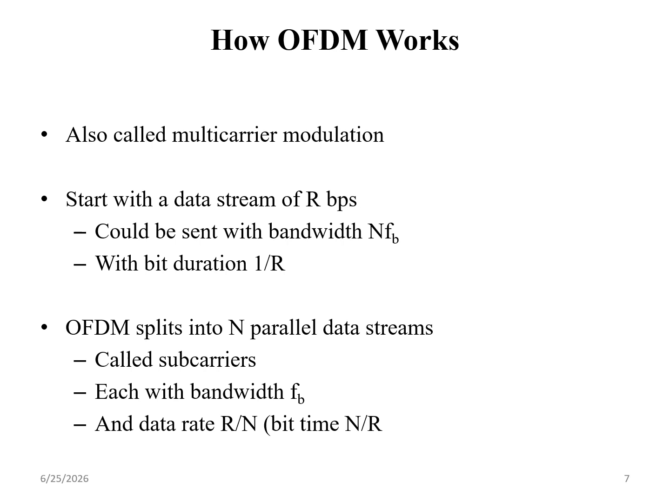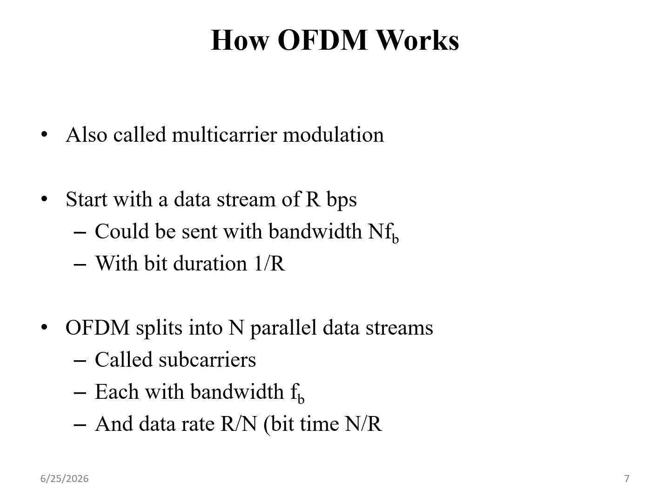So in this aspect, the first point to be considered is that it starts with a data stream of R bits per second, which could be sent with the bandwidth of NFB. The duration is going to be 1 by R. Why? Because R is nothing but data. Here you are going to send with bandwidth NFB. F is your frequency bandwidth, N is nothing but N number. So obviously your duration of bit will be 1 divided by R.